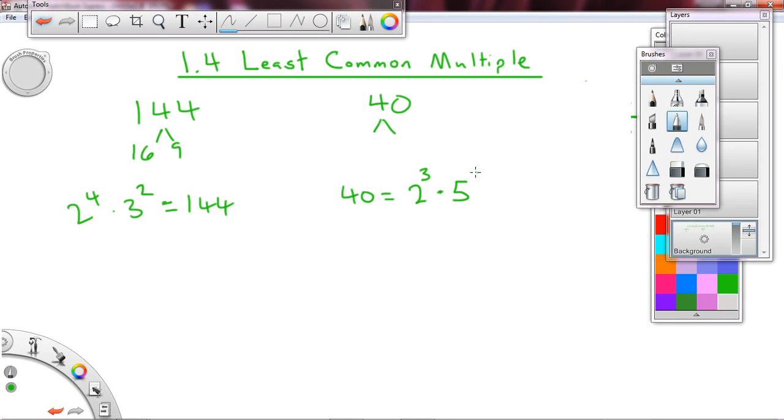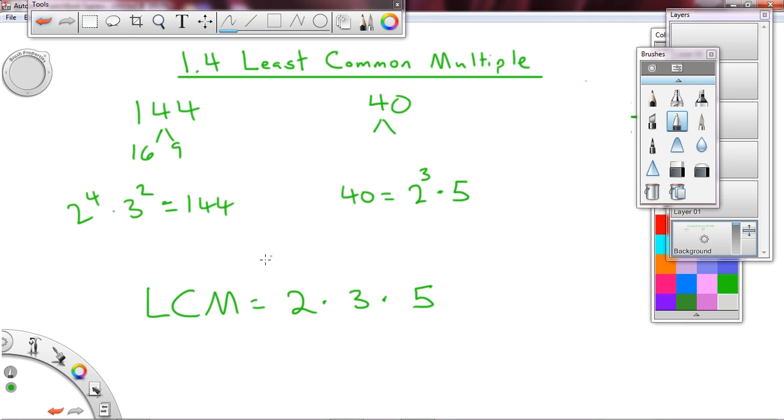Okay. So all I did was what we did before, but I did it in a slightly different way using the exponential notation. Now I'm going to go ahead and create my least common multiple. Let's see. I need 2's, 3's, and 5's. I'll just go ahead and write them down.